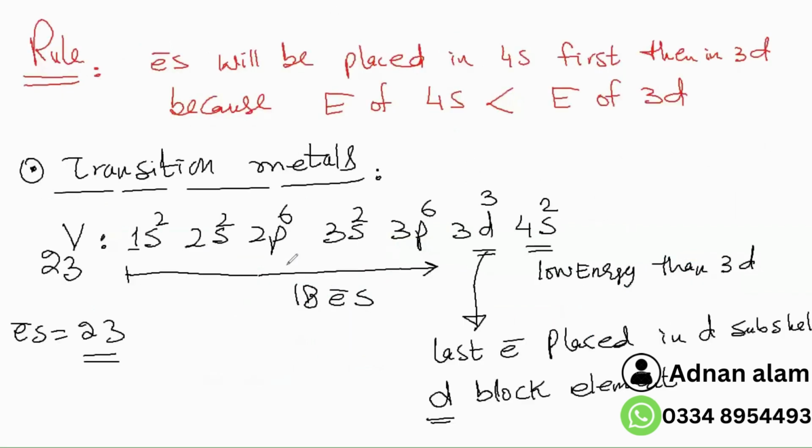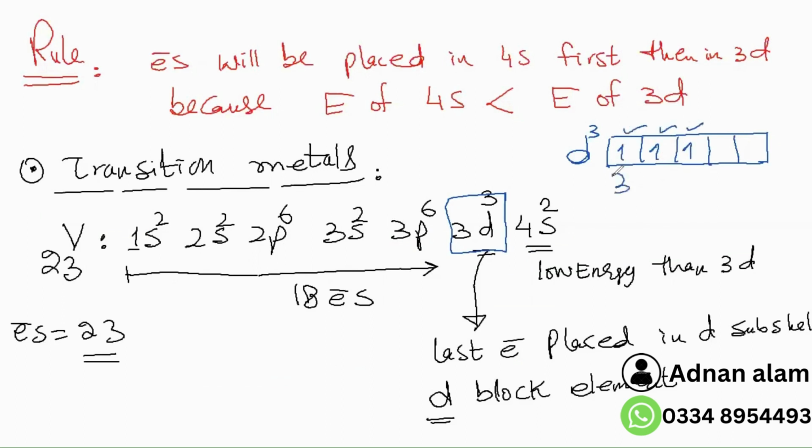Now, if you consider this one, all the subshells are completely filled except this subshell. This 3d3 is not complete. The rest of the subshells are completely filled. So if you place 3 electrons in this D subshell, we come to know that there are 3 unpaired electrons. In this way, we can monitor the number of unpaired electrons.